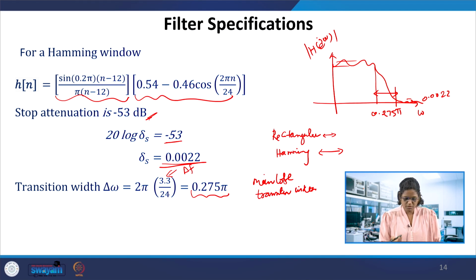From these examples, we could say the specifications can be the ripple del S, which is the stop band attenuation or the ripple allowed in the stop band, and the cutoff frequency, pass band and stop band frequency.